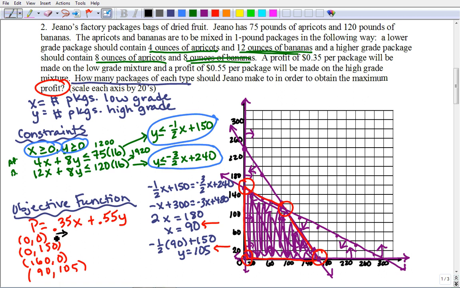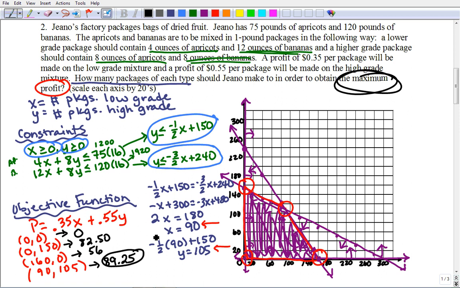So if we plug in 0 for x and 0 for y, we'll end up with making 0. If we plug in 0 for x and 150 for y, we'll make $82.50 in profits. If we plug in 160 for x and 0 for y, we'll make $56 in profit. And if we plug in 90 for x and 105 for y, we'll make $89.25 in profit. Well, we were looking to maximize that profit, so then the largest one would be $89.25.